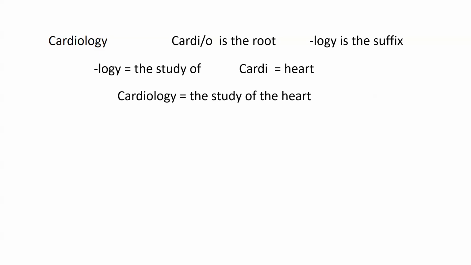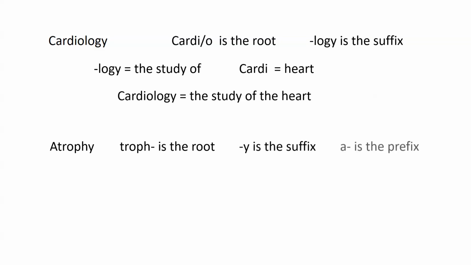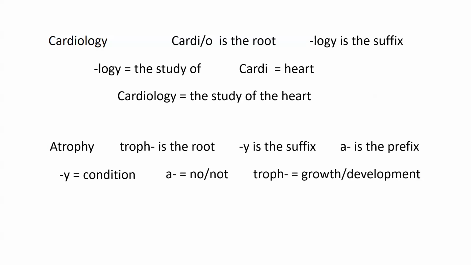Let's try another one that you may or may not have heard of. Atrophy. In this word, troph is the root, Y is the suffix, and A is the prefix. When you translate the suffix first, the suffix Y means a condition or a procedure, but in this case, a condition. A is the prefix, meaning no or not, and troph is the root. So remember: suffix, then the prefix if there is one, and then the root. And then you have your sentence. So atrophy means a condition of no growth.